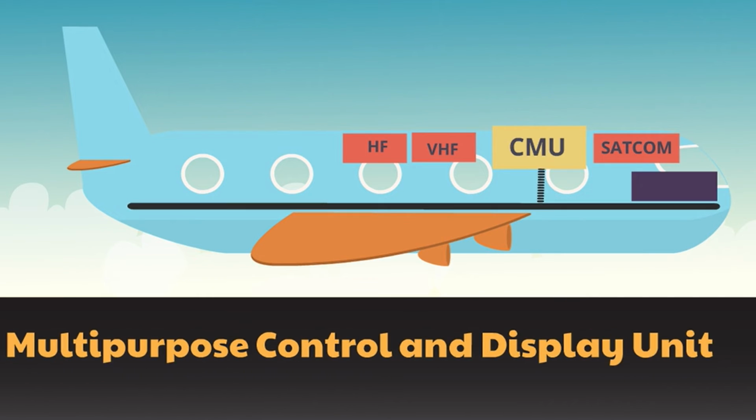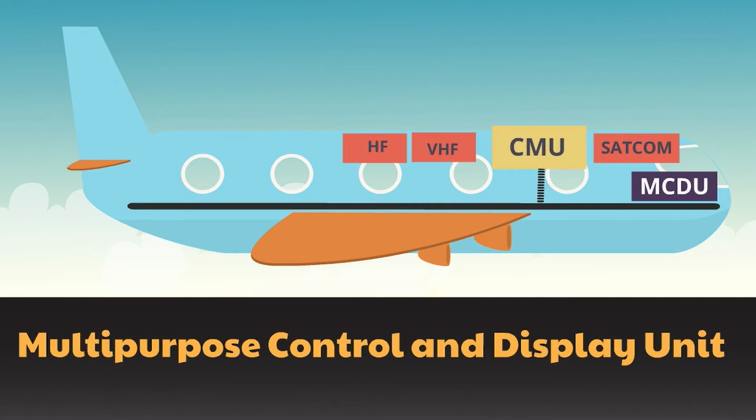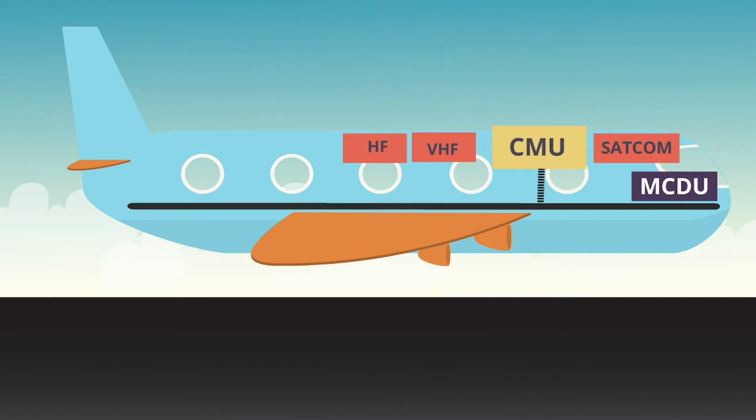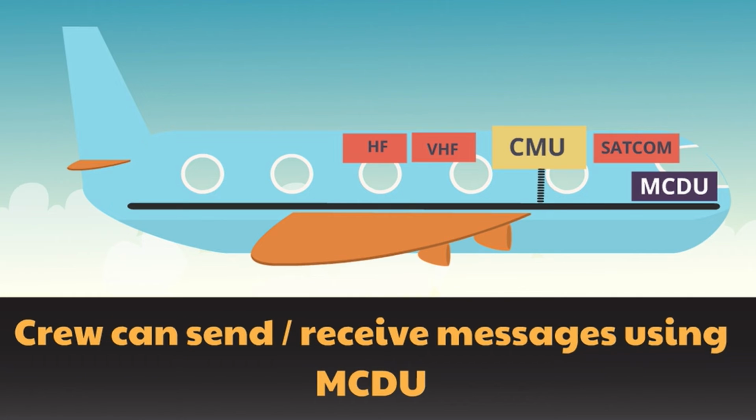Multi-Purpose Control and Display Unit, MCDU, or the Control Display Unit, CDU, is the interface between the crew and the ACARS, represented by a screen plus keyboard system, and allows the crew to communicate with the system. The crew can send or receive the messages with the help of MCDU.